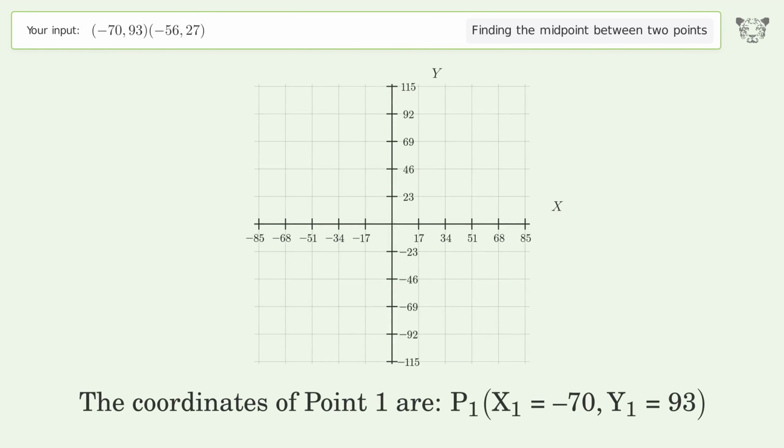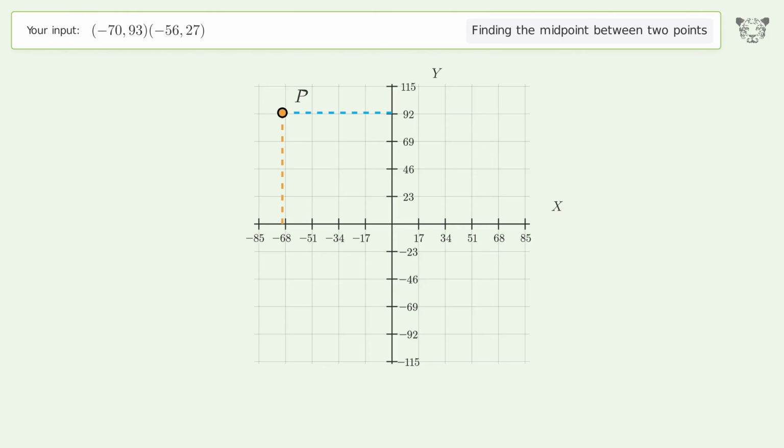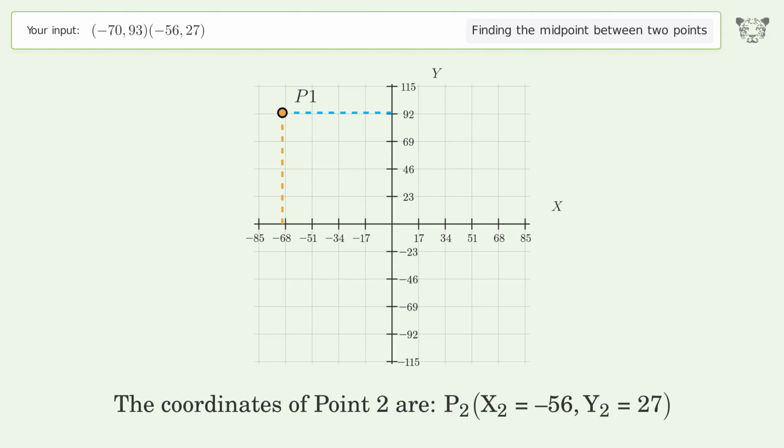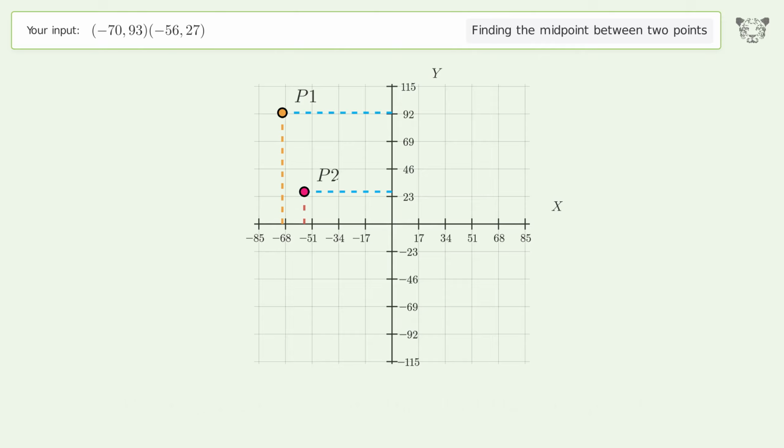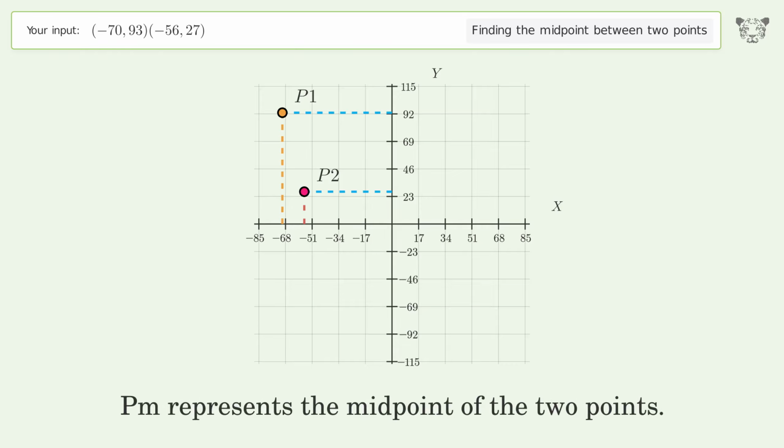The coordinates of point 1 are, x1 equals negative 70, y1 equals 93. The coordinates of point 2 are, x2 equals negative 56, y2 equals 27. PM represents the midpoint of the 2 points.